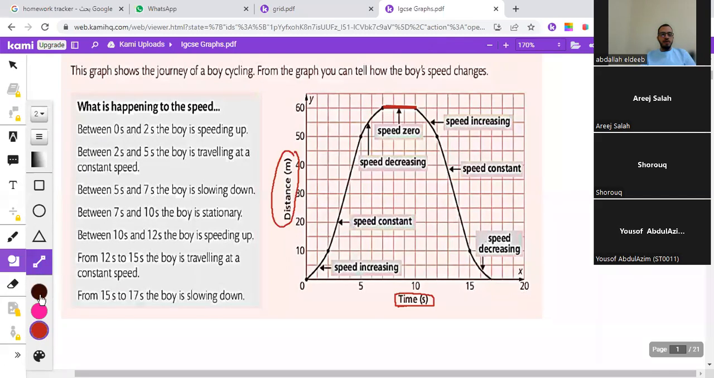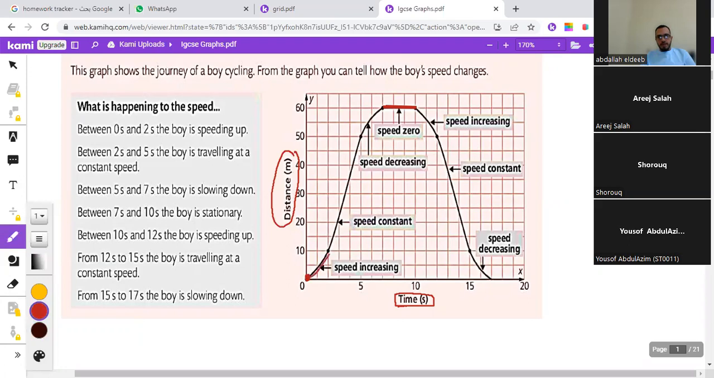Once you start from here and you go up, the speed is increasing. And from here to here, the speed is constant. Here, the speed is decreasing. Here, speed 0, then increasing again, then constant again, then decreasing. Here is the starting point, and here the ending point.